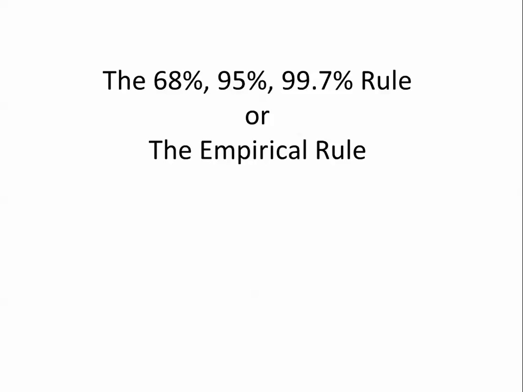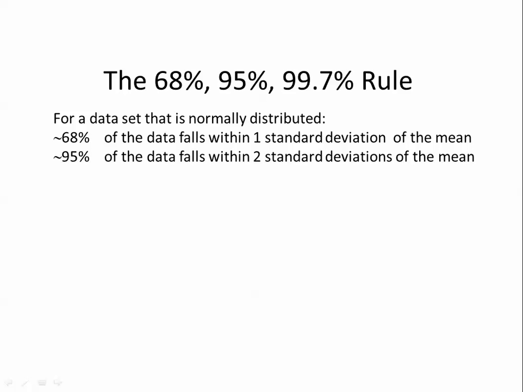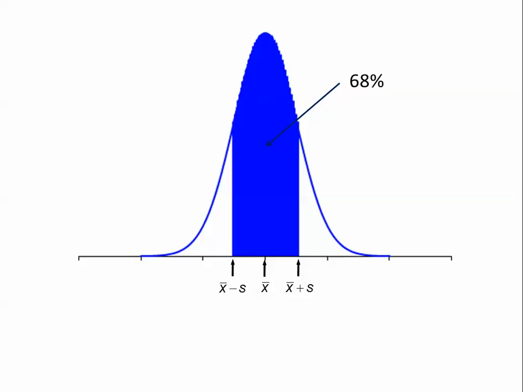So this video is about the 68%, 95%, 99.7% rule, or for short, it's called the empirical rule. For a normally distributed data set, about 68% of the data falls within one standard deviation of the mean. About 95% of the data falls within two standard deviations of the mean, and about 99.7% of the data falls within three standard deviations of the mean.